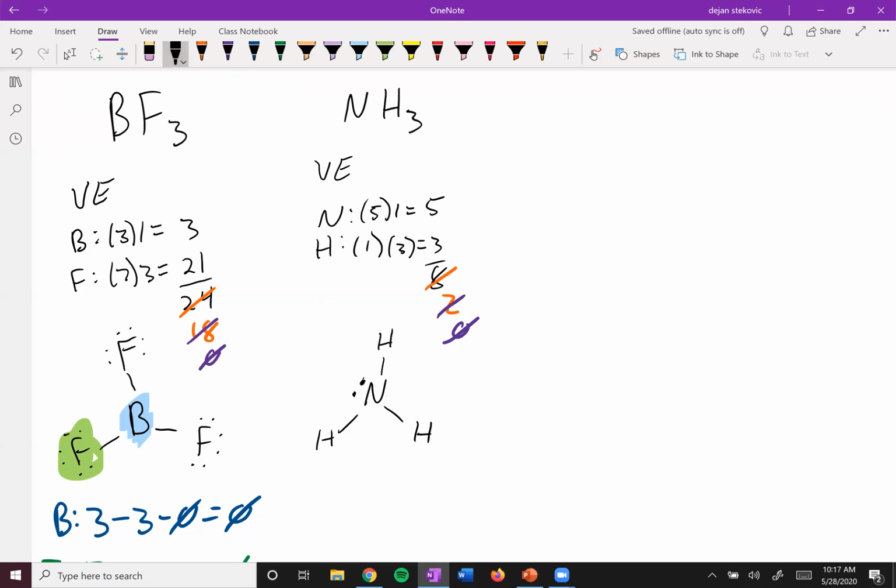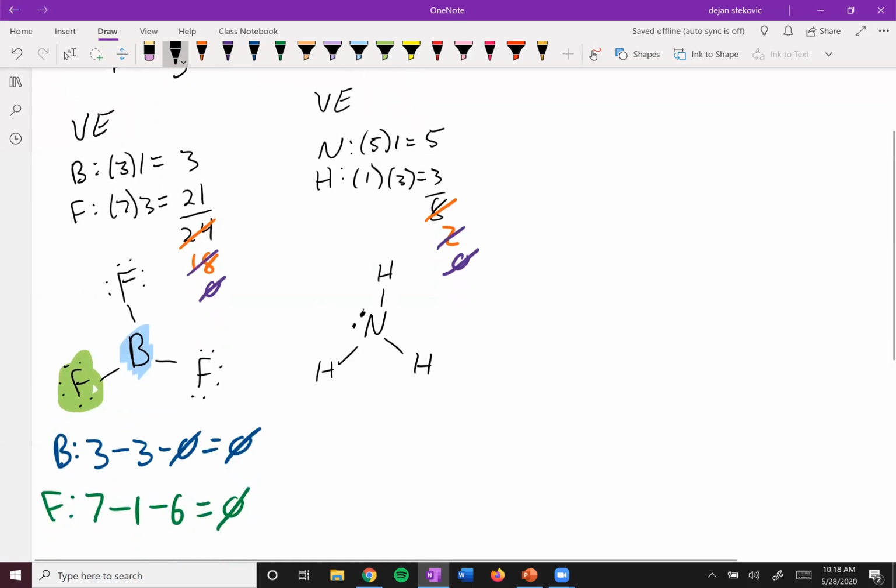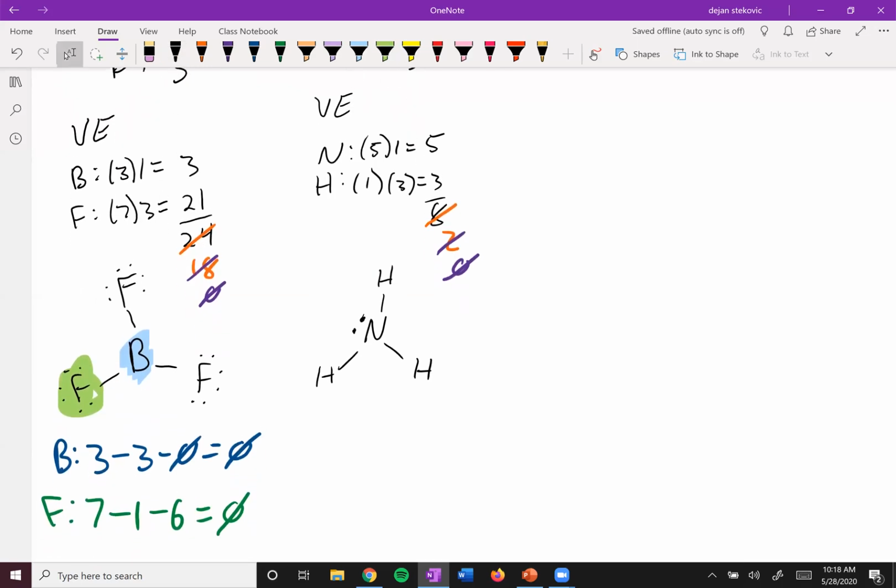If we think about the octet rule, nitrogen has an octet, hydrogen has a duet, so everything is happy. And then if you go ahead and calculate the formal charges, you'll see that our formal charges are all 0 as well.